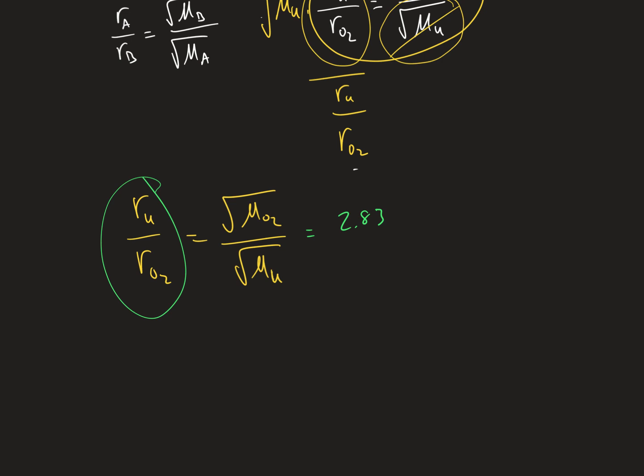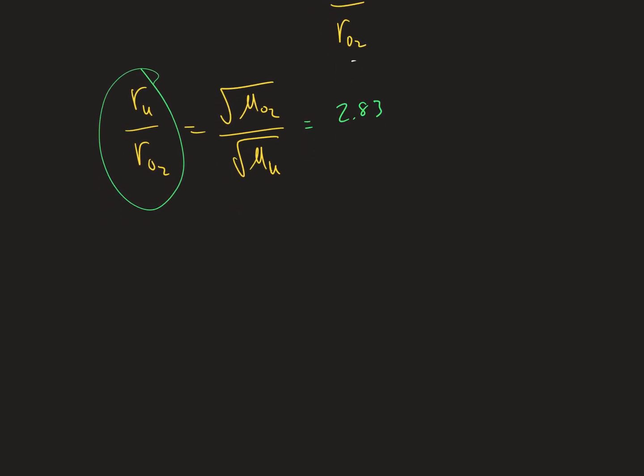Good? Okay. So now we have 2.83 equals the square root of the molar mass of oxygen. Should we just put it in there? What's the molar mass of oxygen gas? 32, good. Do we need to worry about units here? You do, but as long as they're the same, we're okay, right? Over the square root of the molar mass of the unknown gas. Okay, we still need the molar mass of the unknown gas on top, yeah.